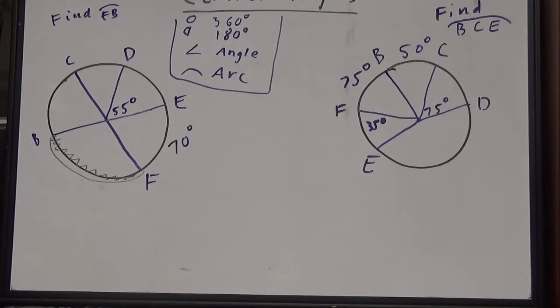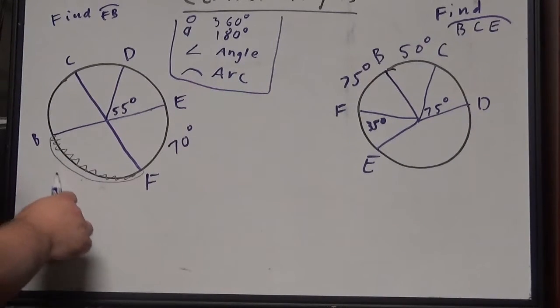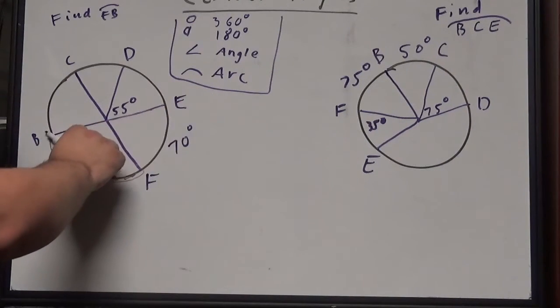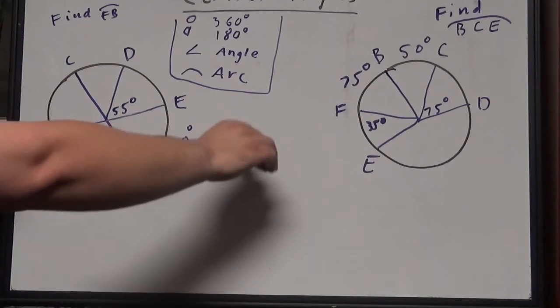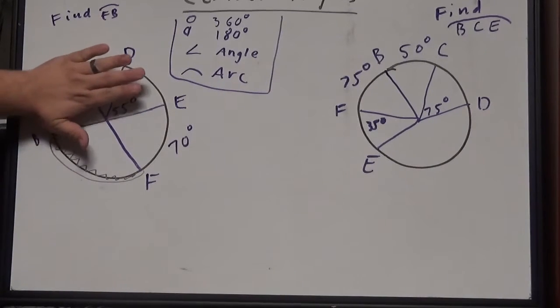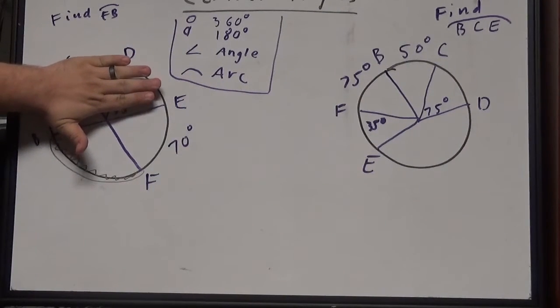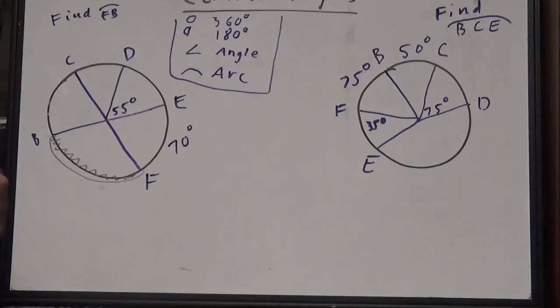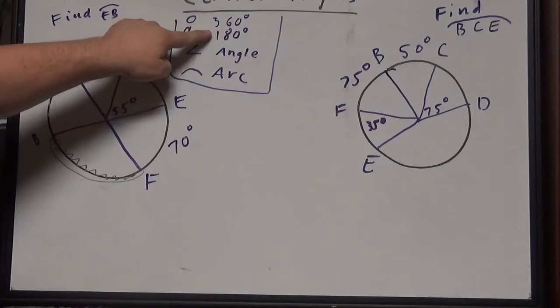Something important here. That 55 is unnecessary. We don't even need the 55. Here's why. If we go from B all the way around to E, if we go all the way around from this point to this point, that's half of a circle because we have a diameter that splits the circle in half. We could ignore this half of the circle, and all we have left is this. Well, how many degrees are in half of a circle? 180.